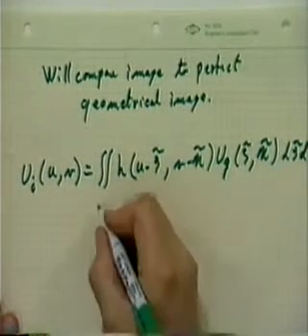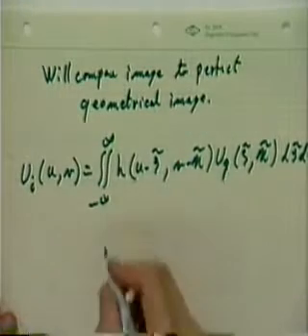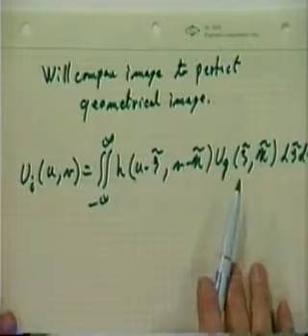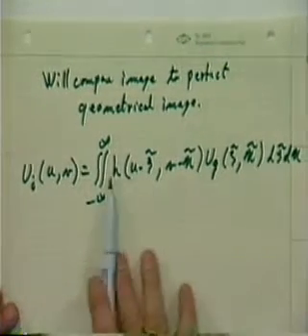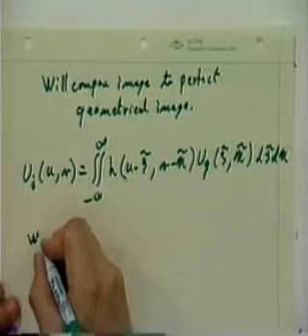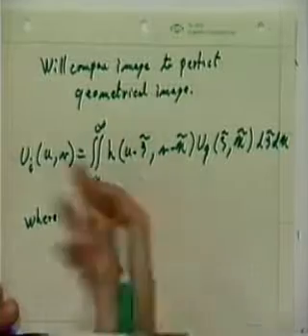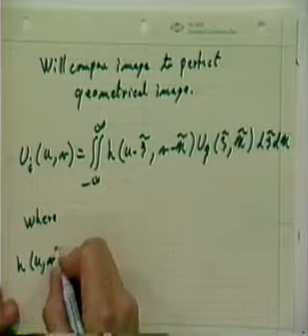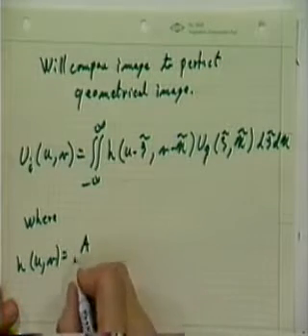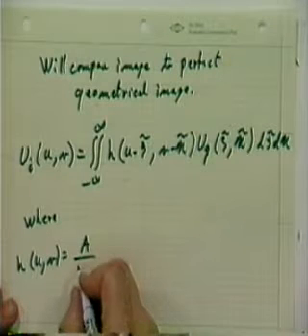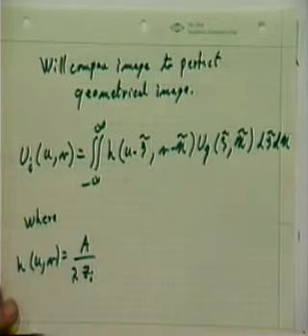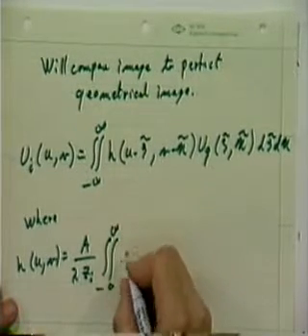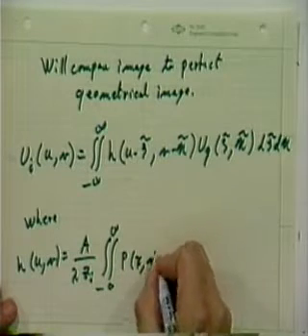So, limits plus or minus infinity. So we're saying that the image here is the convolution of the perfect geometrical image with some point spread function. And this point spread function we can calculate as just the image of a point source. So h of U and V, and it's like a Fraunhofer diffraction pattern, so we have an A and a lambda and z sub i, which we'll later not worry about. And we have some pupil function here.